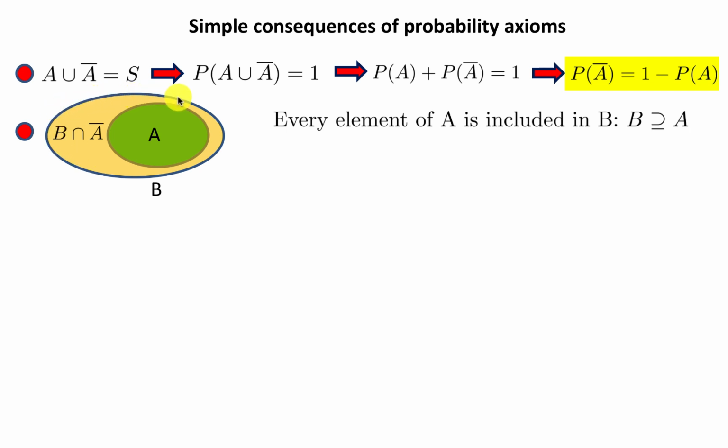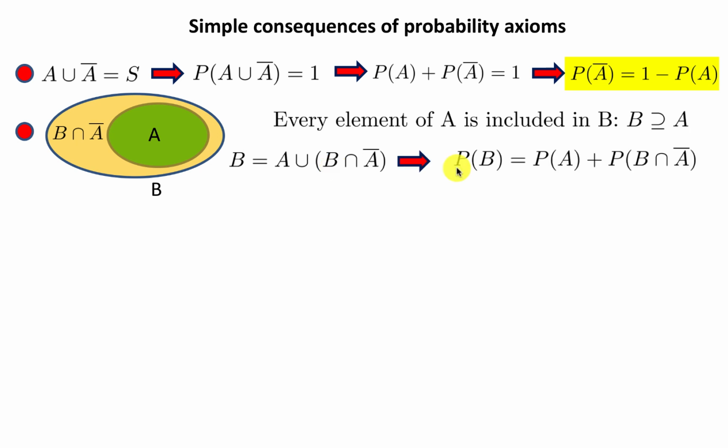And so this colored area over here is B intersection complement of A. Now this and A have no element in common. In other words, they would be independent events. So let's write B in the following way. B is A union B intersection A bar.